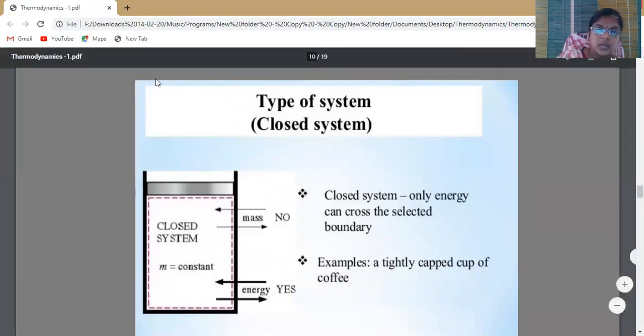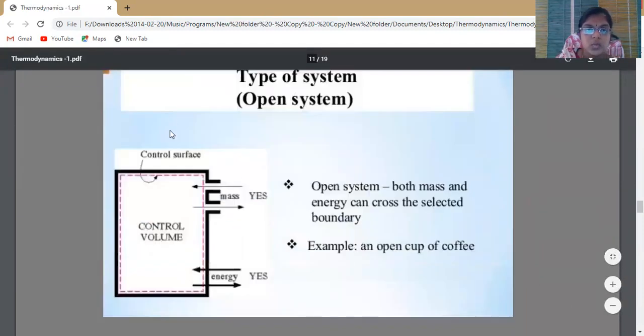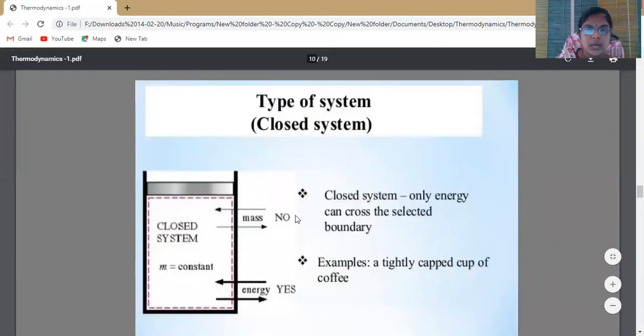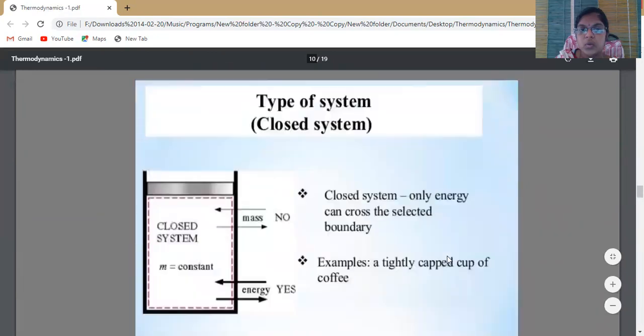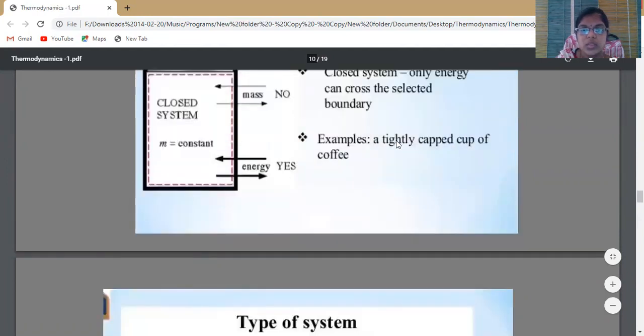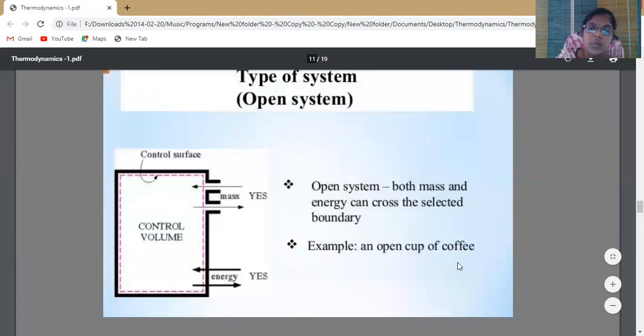I'm sorry. This cup of coffee is used for the open system, and for the closed system it has a tight lid. Okay, here this is the best example. A tightly capped cup of coffee is a closed system, and an open cup of coffee is an open system. In a closed system, only energy crosses the system. Example: a tightly capped cup of coffee is a closed system, and an open cup of coffee is an open system.